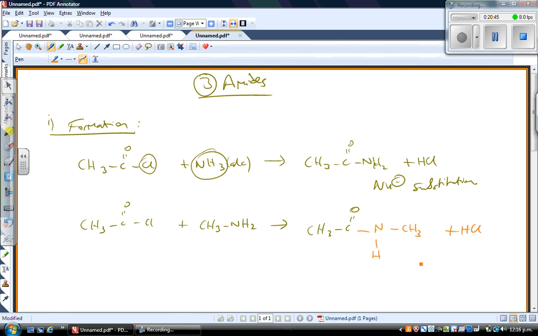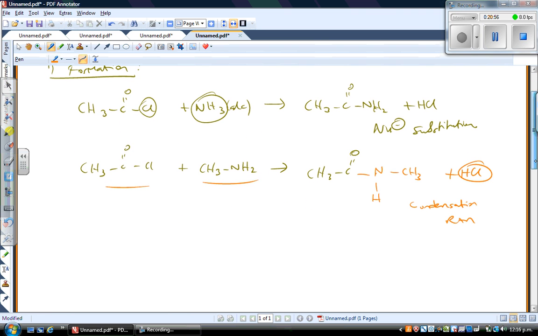So this could be referred to as a condensation reaction, because you have two relatively large molecules joining together with the removal of a smaller molecule, in this case HCl. So that would be a condensation reaction. This here is called N-methyl, because there's a methyl group stuck onto the nitrogen, so N-methyl ethanamide, and this is a secondary amide, because there are two carbons attached to the central nitrogen. So that's how you name secondary amides.